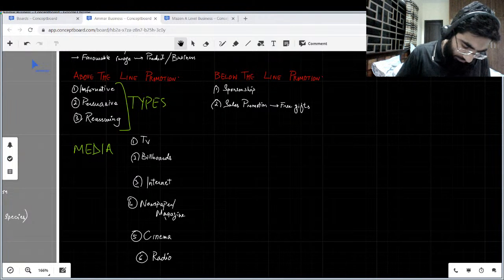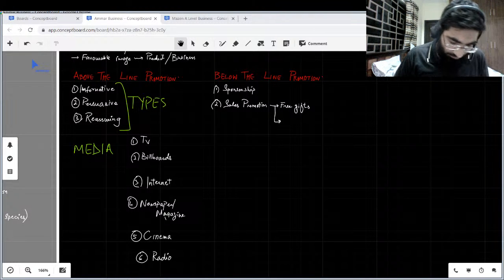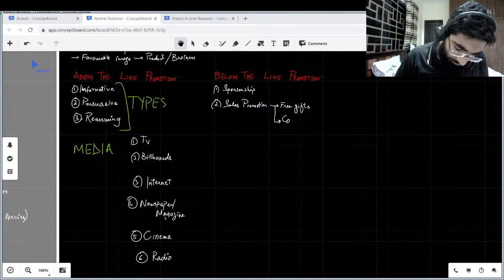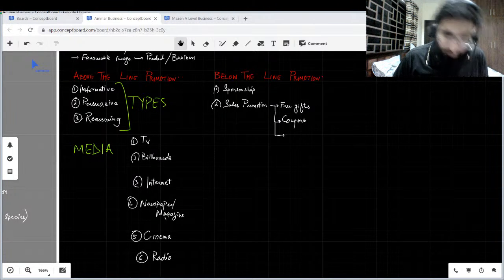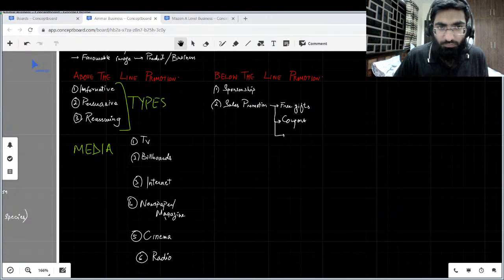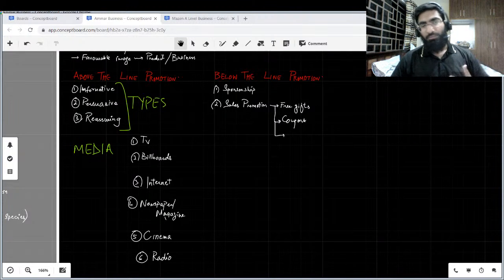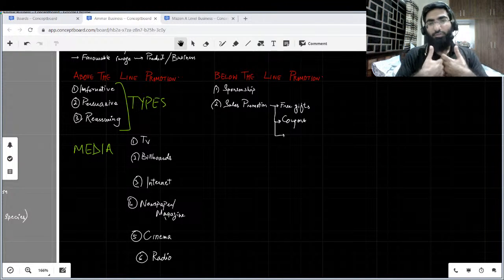So for sales promotion, we have got a few techniques. You give free gifts, maybe entices people to do more shopping. You give coupons, maybe would encourage people to do more shopping from you. I mean, what is above the line? Above the line, these are called paid for means of advertising, and here you do not pay someone to run your ad. So for sponsorship, you're not paying them to run your ad. You're just covering their expenses, and in return, they are displaying your logo.